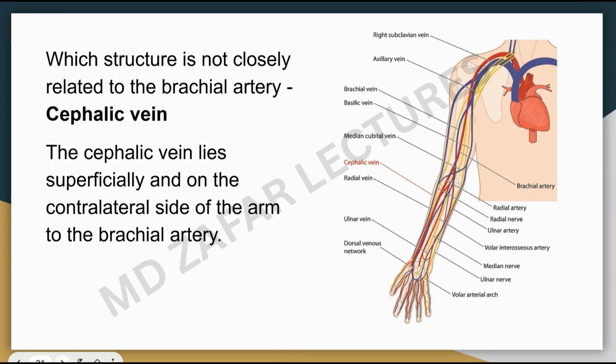So next up we have: which structure is not closely related to the brachial artery? Here we have the option of cephalic vein. Now, you need to understand that the cephalic vein is present on the lateral side over here, whereas the brachial artery is present on the medial side, completely opposite along the humerus. In between there will be a lot of structures, so they can give you different structures. The most distal, or not closely related, structure to the brachial artery is going to be the cephalic vein.